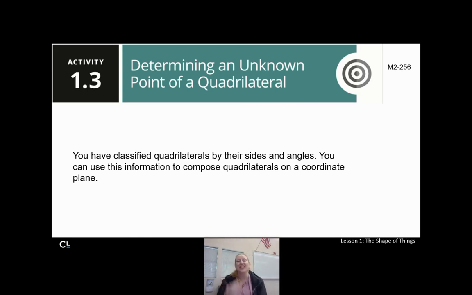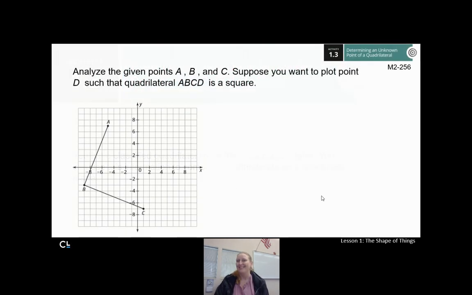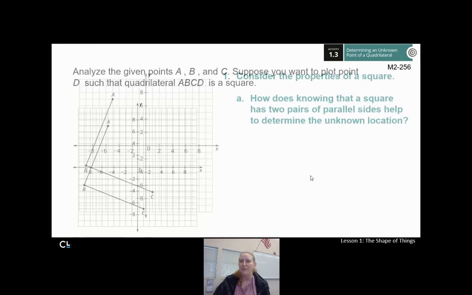So we can use this information to compose quadrilaterals on a coordinate plane. We're actually going to make them. That's right. So we're going to analyze these points. I've got A, B, and C. Suppose that I want to put some point D such that I want a quadrilateral A, B, C, D, wherever D is out here, to be a square. All right, so I want to put a 4th point out here, a point D, to make this a square.